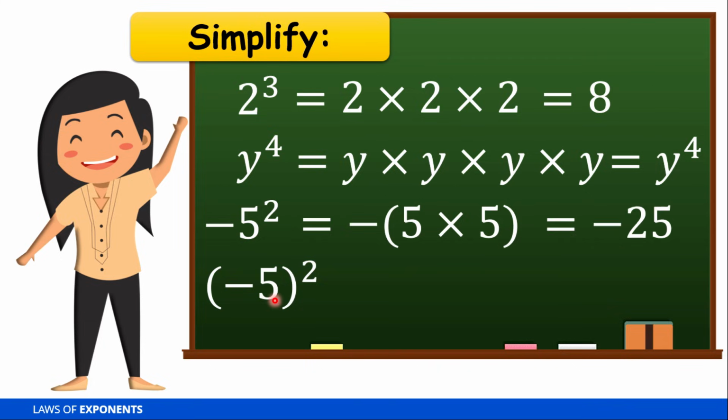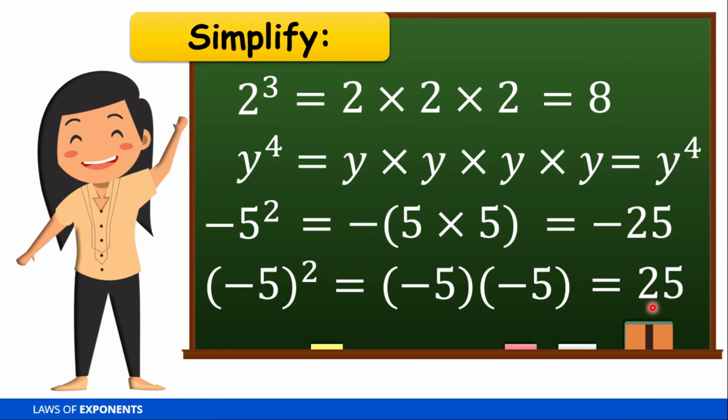Now, ito naman, we have the square of negative 5. So, ibig sabihin, since nasa loob na ng parentheses yung ating negative, kasali na siya doon sa ating pag-i-square. So, we have the square of negative 5. Ang ibig sabihin nito is negative 5 times negative 5. Okay? So, negative 5 times negative 5, that is equal to positive 25.